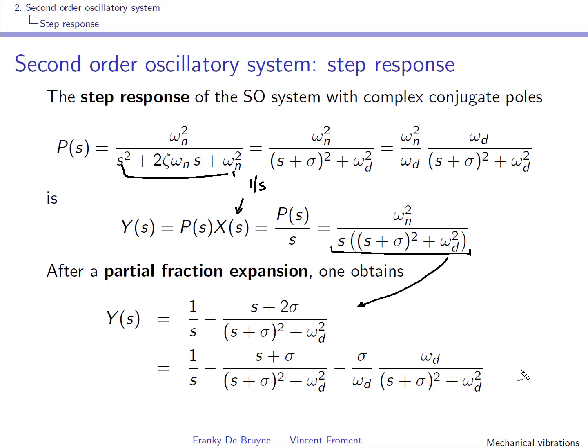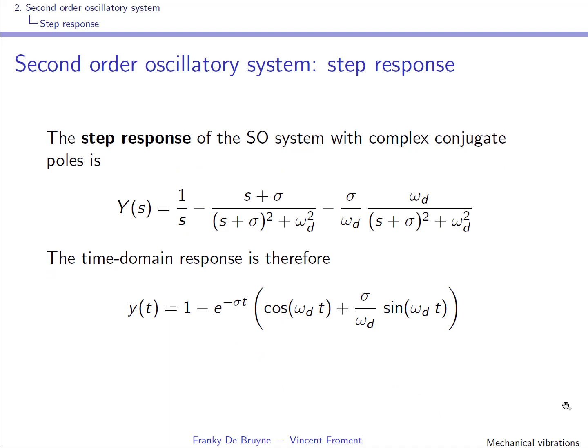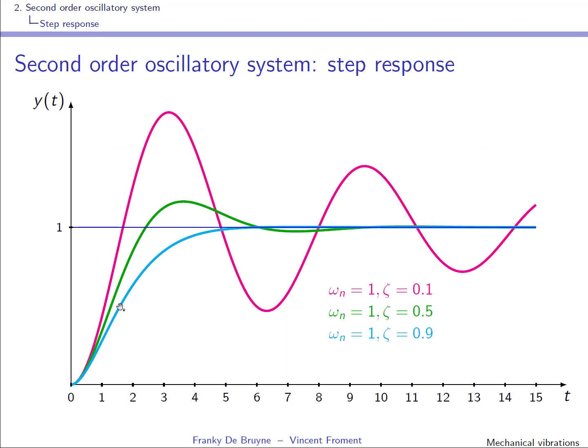Then I have rewritten it here because I want to make sure that I have two terms appearing here. This is the Laplace transform of a damped cosine, and this is the Laplace transform of a damped sine. So this is the expression that we had obtained, and if you do now the inverse Laplace transform, you obtain this expression. And this is how a step response of a harmonic oscillator looks like for different values of the damping ratio.